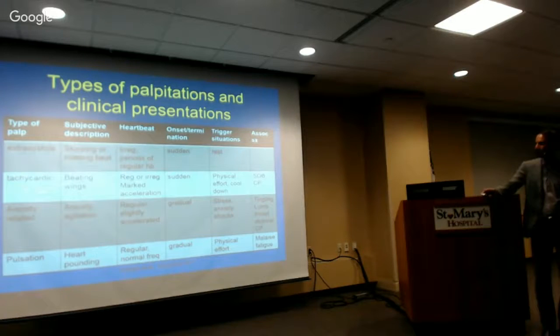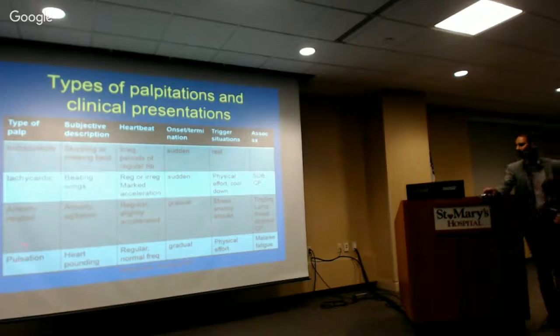People that have SVTs or atrial tachycardia will describe fluttering or beating wings in their chest. It can be both regular or irregular, with marked acceleration from onset. Often occurs during exercise or during the cool-down phase. They may describe shortness of breath or chest pain with it.